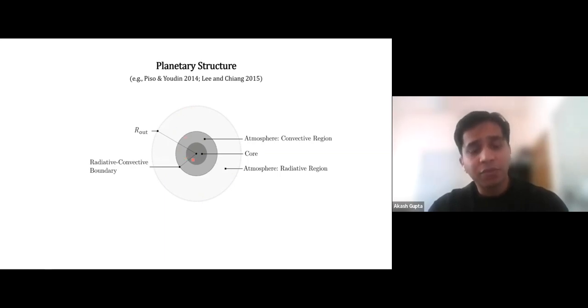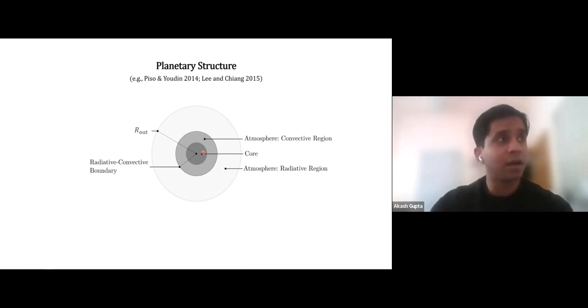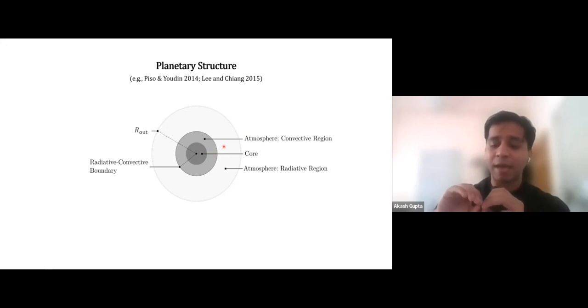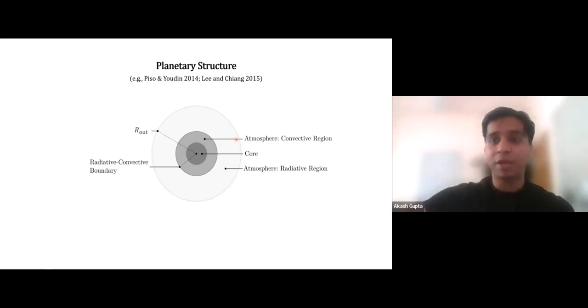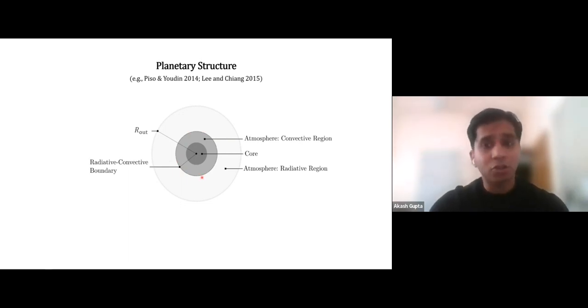In the inner convective region, I assume that we can very well describe it using an adiabatic profile. In the radiative region, we assume that the atmosphere is isothermal. And because the atmosphere is isothermal here, the density decreases exponentially with distance. That implies that much of the atmosphere's mass is in fact contained within the convective region. That also more or less implies that the visible radius of the planet is roughly this radiative-convective boundary.